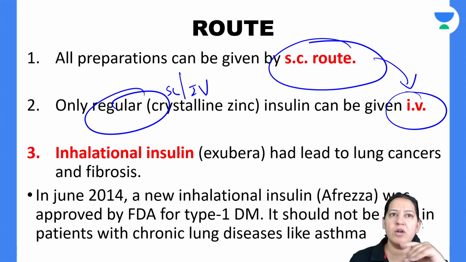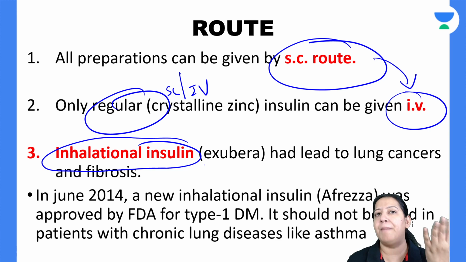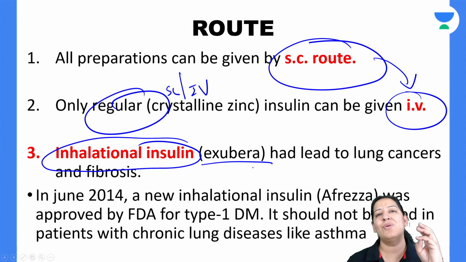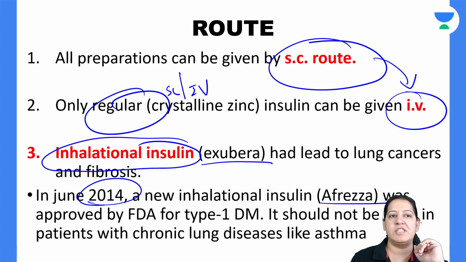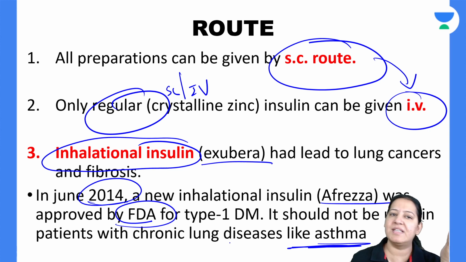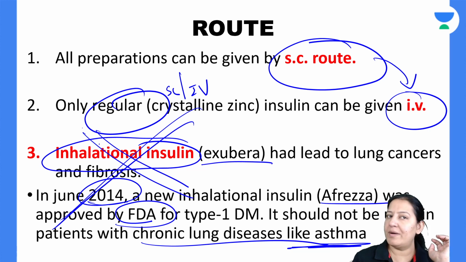There is one additional route of the insulin which was discovered a few years back, inhalational insulin. It was launched in the market by the name Exubera. It was a revolution for the diabetic patients, right? So there is a company, Afrezza, that launched this insulin. In 2014, it was approved by the FDA, but it was seen that by using this insulin, patients have high chances of having diseases like chronic lung disease and asthma, so it was withdrawn from the market. Now it is not available.